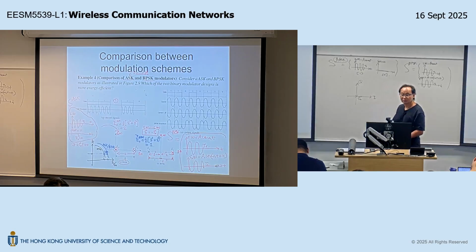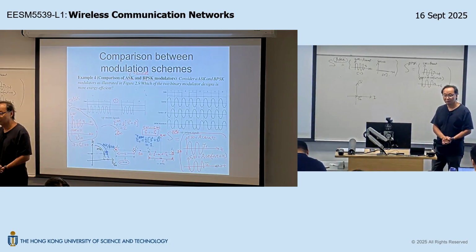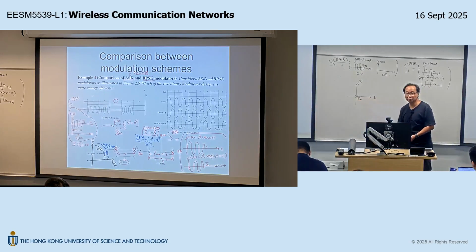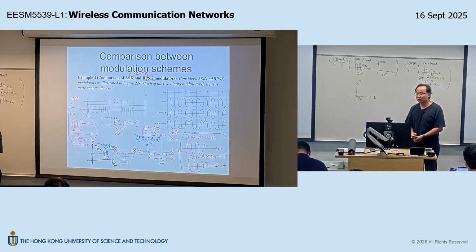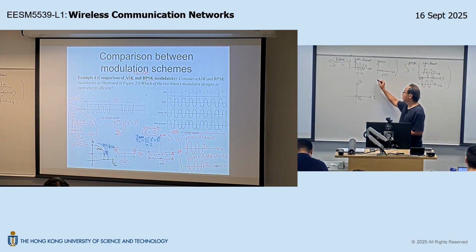Why? How do I know this point must be at the origin? Because you look at this S2. S2 is 0, right? That means what? That means S2 has 0 energy, right? And remember, what is energy in the geometric domain? Distance of the point from the origin squared means energy, right?